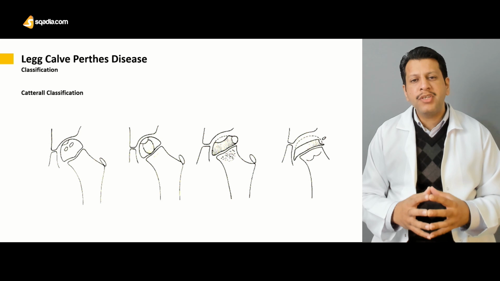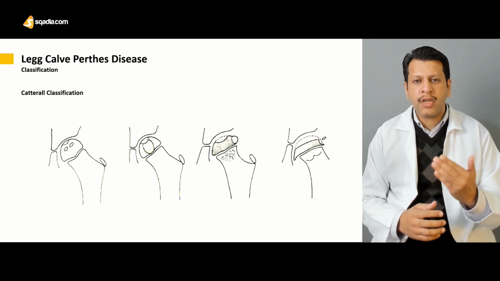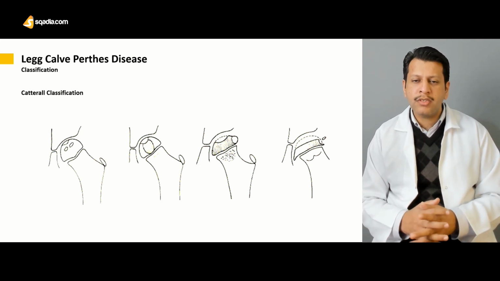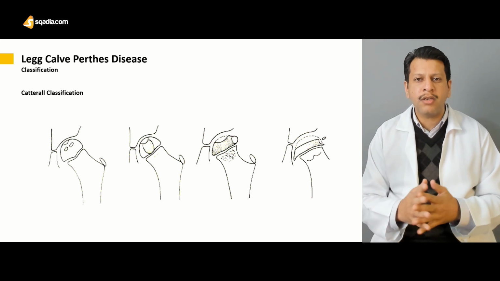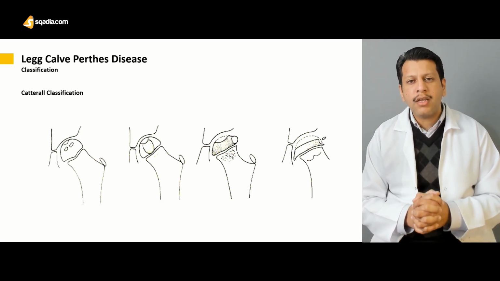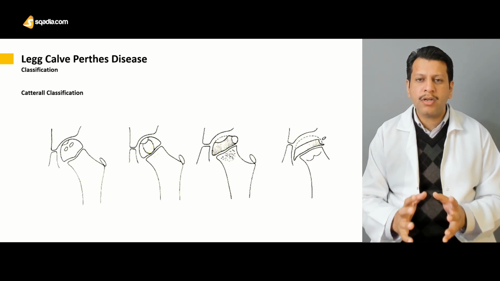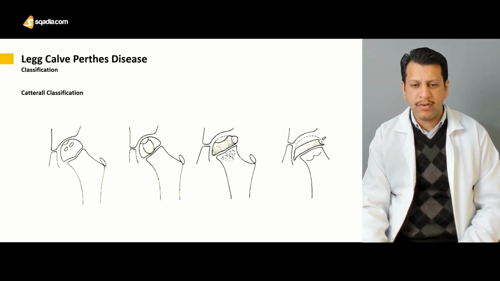We'll be briefly discussing the different classifications, starting with the Catterall classification and how the grading is done on the necrosis or avascular necrosis of the epiphysis, and what are the different grades of the Catterall classification.